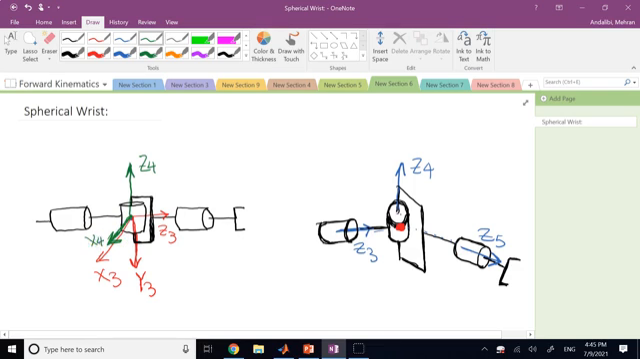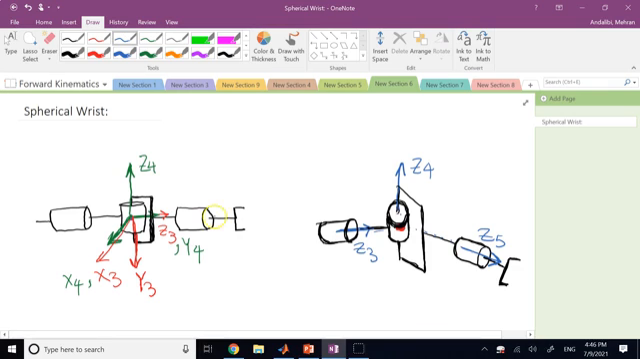Right? Now Y is going to be different, correct? So Y is clearly going to be to the right. So clearly you see X3 and X4 are the same thing. Z3 and Y4 also the same thing. Good. So I got my frame number 4. Now I go look at frame number 5.